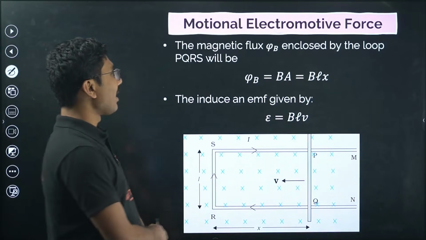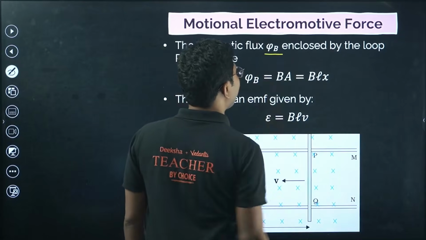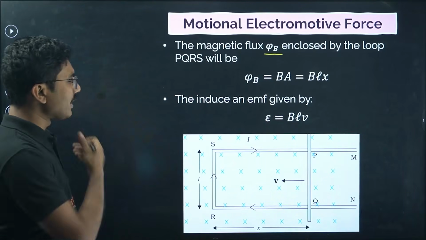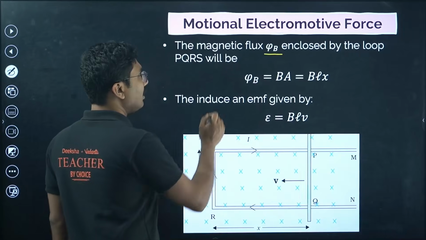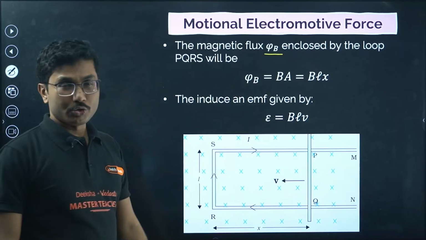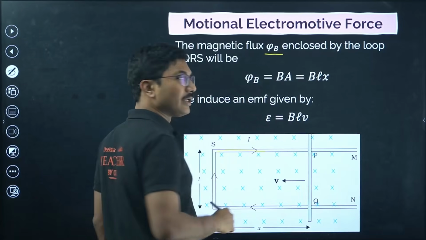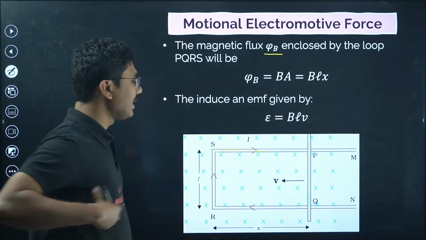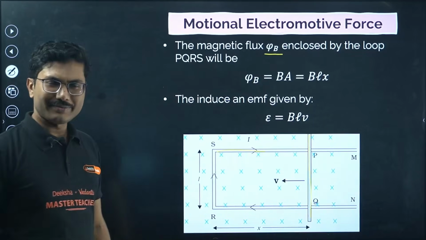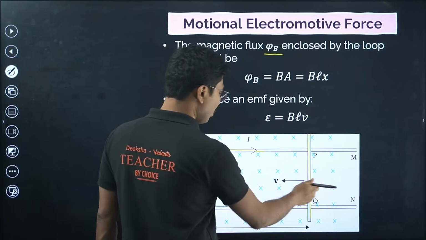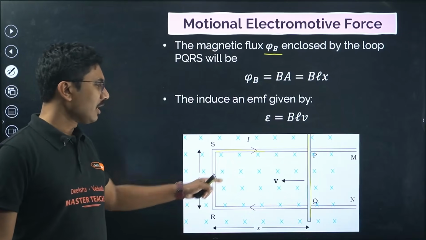Now let's move on. The magnetic flux phi B enclosed by the loop PQRS will be phi B equals B A, that is B l x. So here we are doing motional electromotive force. Here we have a rail, meaning where the train moves, right? This is a train, a small, very thin train, and it is moving towards this. This is a junction, this is a platform. The train is moving towards the junction.